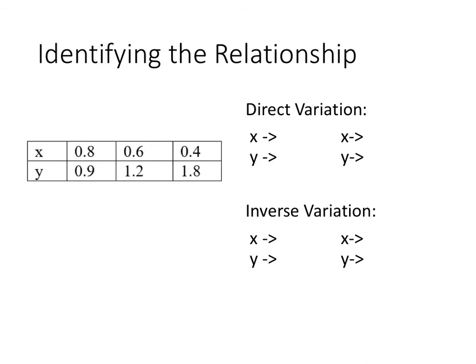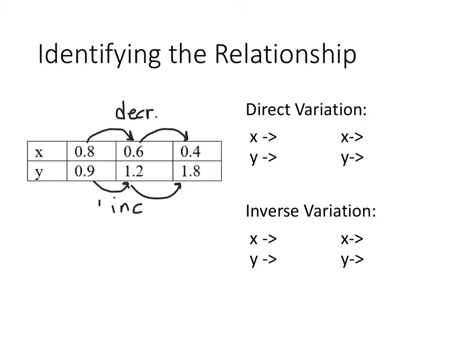Okay, so let's take a look at another type of relationship. Now our table is arranged a little bit differently, but that's okay. So let's identify our x values as we move from one direction to the other. As I go from here to here, and from here to here, I can see that my x values are decreasing. And from here to here, I'm going up, and then from here to here, I'm also going up. So my y values here are increasing.